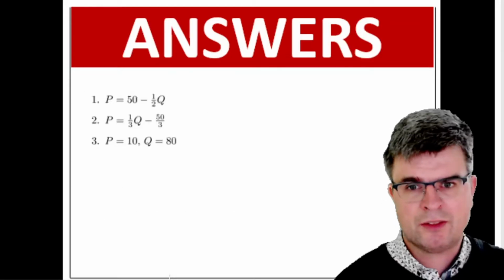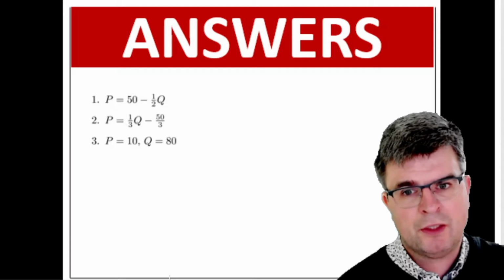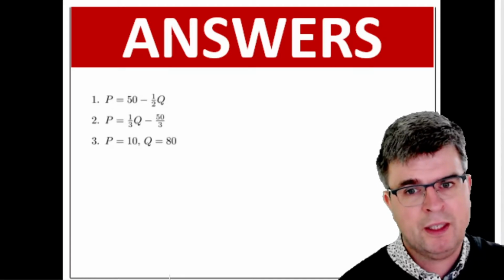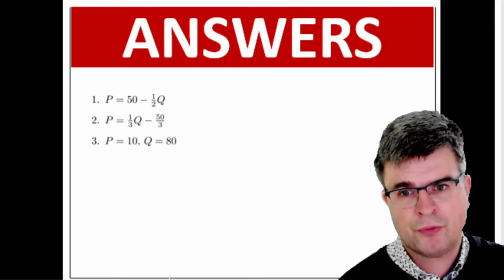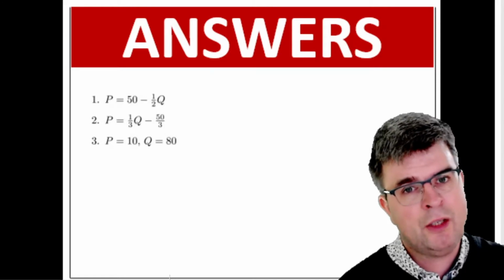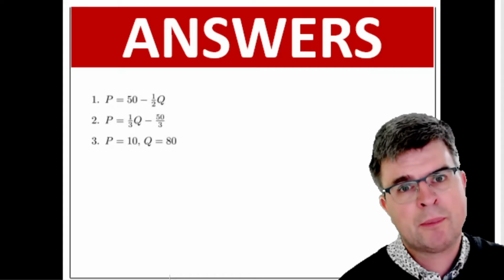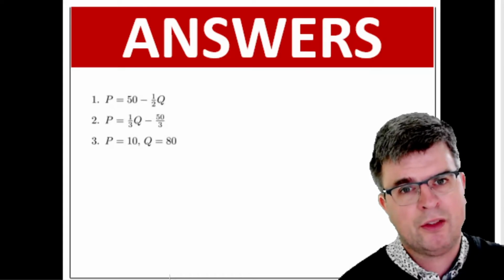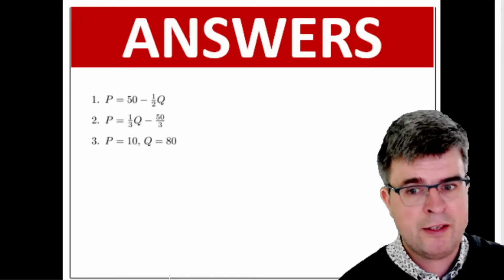And here are the answers. P is 50 minus 1/2 Q. P is 1/3 Q minus 50 over 3. And if you equate the two and solve for P, you get an equilibrium price of 10, and you plug it into one of the first two equations and you get an equilibrium quantity of 80.